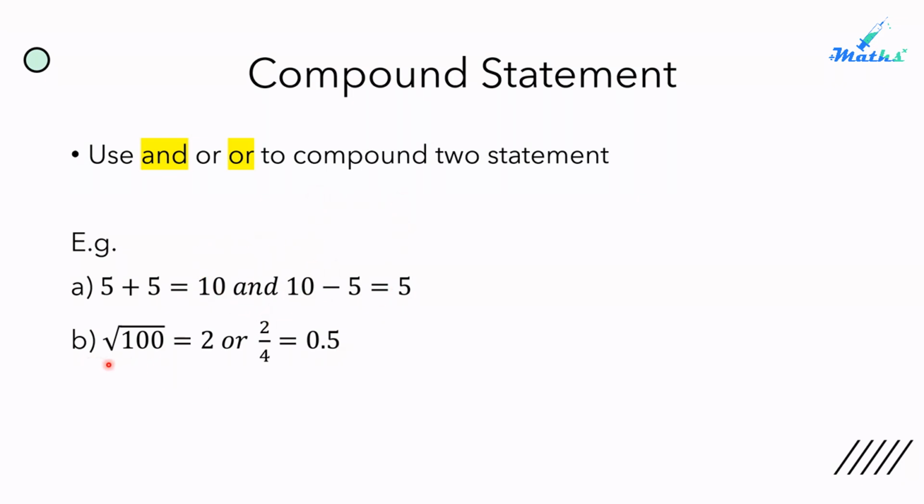And the second example is square root 100 equal to 2 is a statement, and 2 over 4 equal to 0.5 is also a statement. So here I use or.